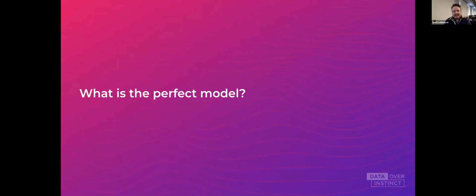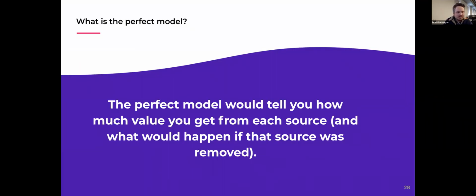So that leads to the last question, which is what we get asked all the time. What is that perfect model? What do you recommend using above all else? The perfect model would tell you how much value you get from each source and what would happen if that source was removed, right? It reminds me very much of the data-driven model, which is very complex. But even then, it makes a lot of assumptions. It doesn't know if you saw a billboard or you talked to your friend. So it really gets back to that idea of judging a fish by its ability to swim, right? We want to put the model in the right place to be able to succeed.